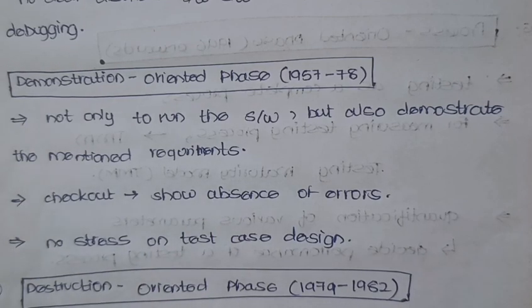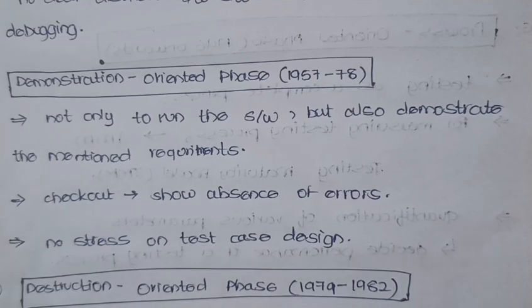Here the term for checkout has not changed, and it is known as showing the absence of errors in the software. In this phase, we are not going to stress anything about test case design. We are not going to design any kind of test cases. So it's just the demonstration oriented phase. It means that we have to show the requirements mentioned in the SRS to be available in the software which we had made.